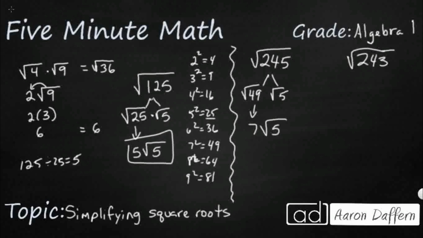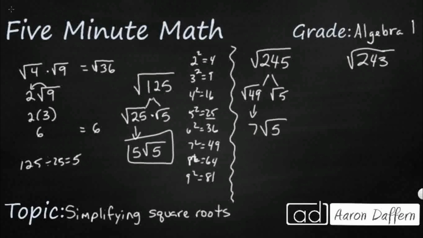And if you don't believe me, take the square root of 5, multiply it by 7, and write down the approximate number, because it's going to be irrational. Then take the square root of 245, and you'll find the same thing. So let's look at 243.